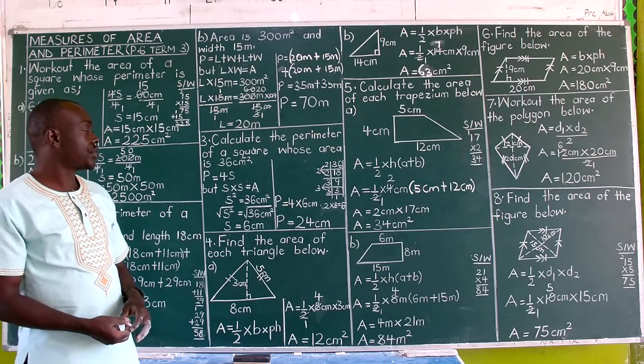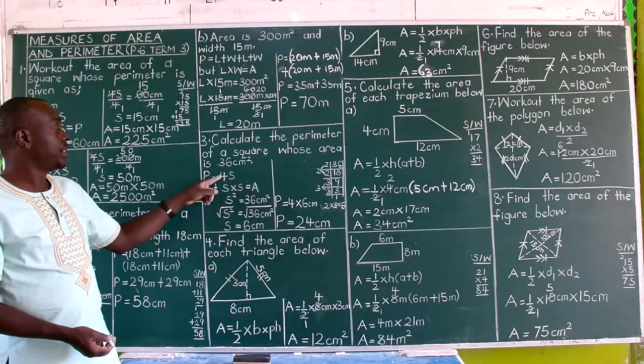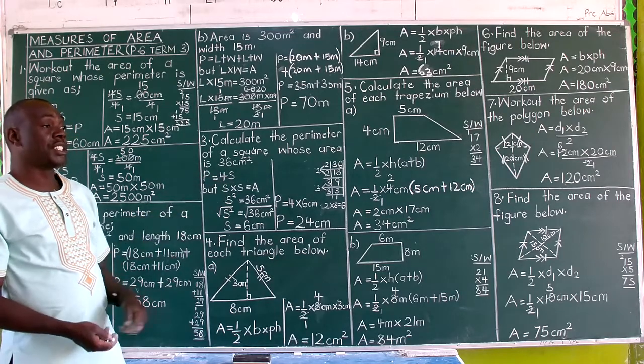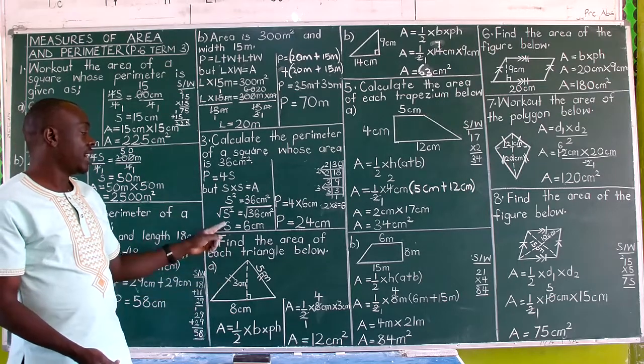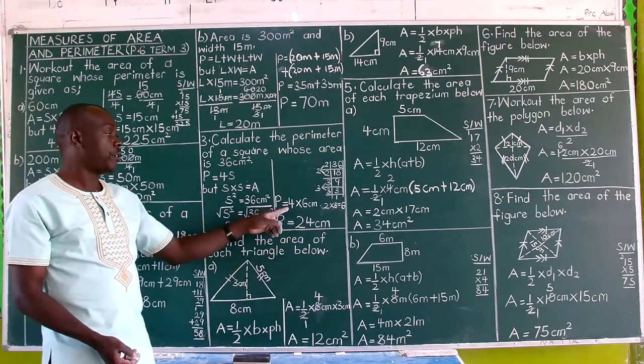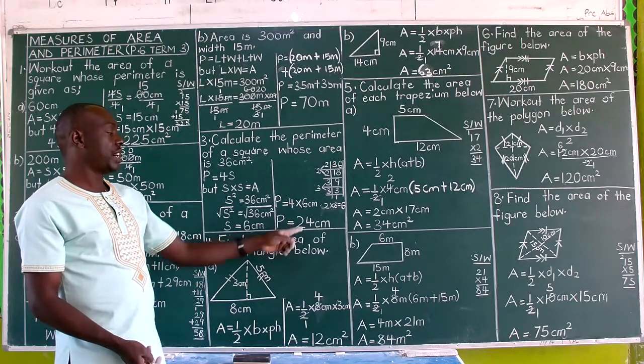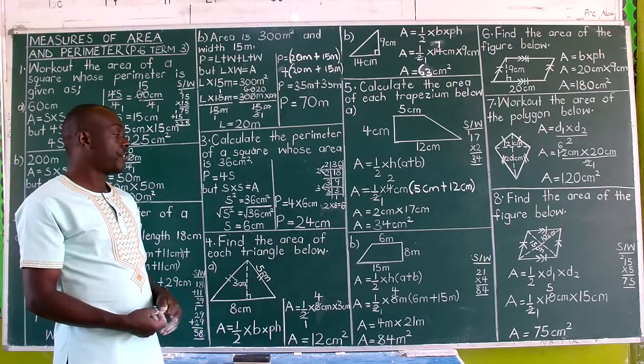Now find the perimeter of a square. So we said it means 4s. Perimeter is called 4s. 4s means 4 times s, and s stands for the side. And now a side is 6 centimeters. So 4 times 6 centimeters, then perimeter equals 24 centimeters.